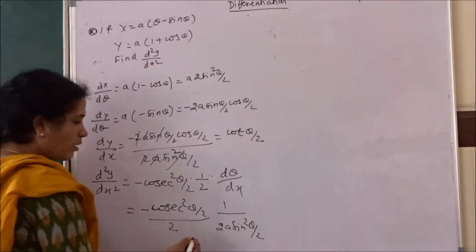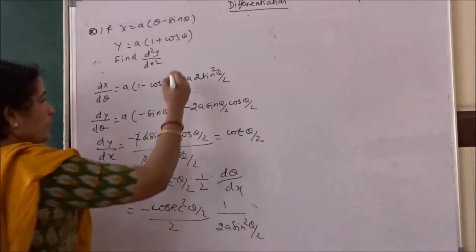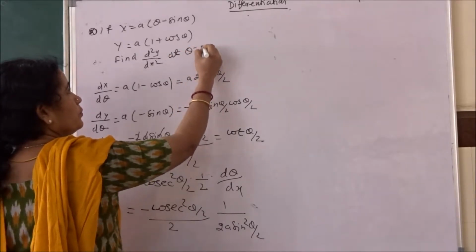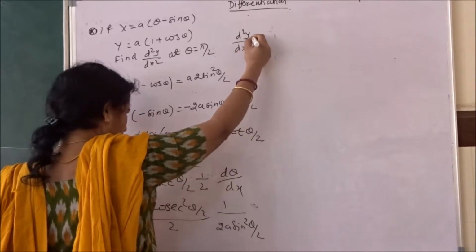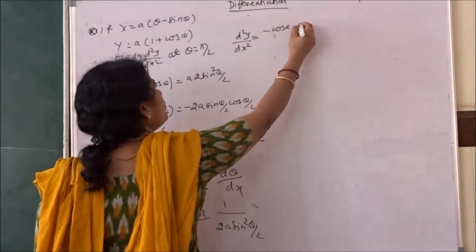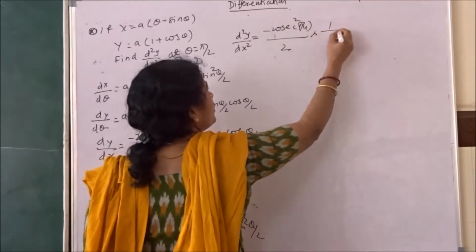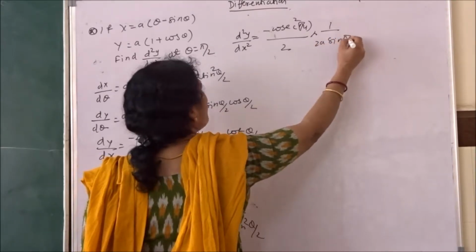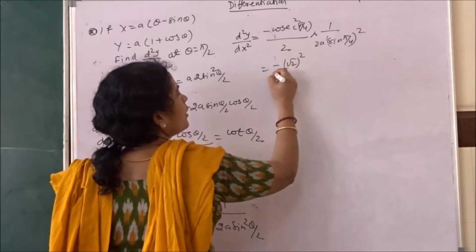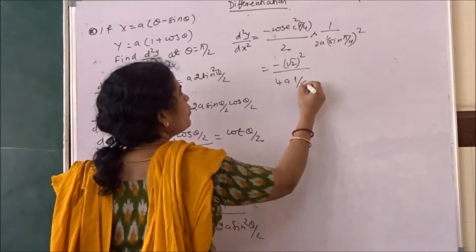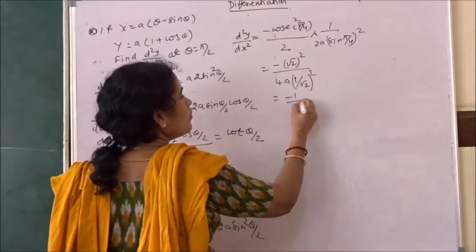Sometimes they will give parametric also. Suppose they ask at theta equal to pi by 2, then you have to find d square y by dx square, keeping the value of the parameter. So that is equal to minus cosec square pi by 4, the whole upon 2, into 1 upon 2a sin pi by 4 whole square. Now replace the values: this becomes root 2 whole square upon 4a into 1 by root 2 whole square. So this root 2 and 4 will be cancelled, giving minus 1 upon a.